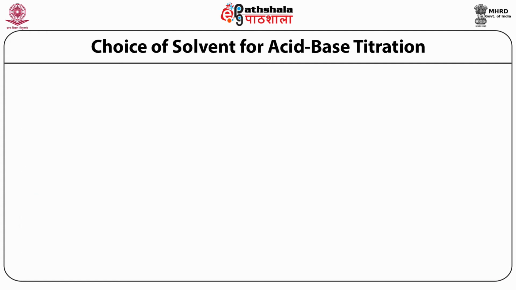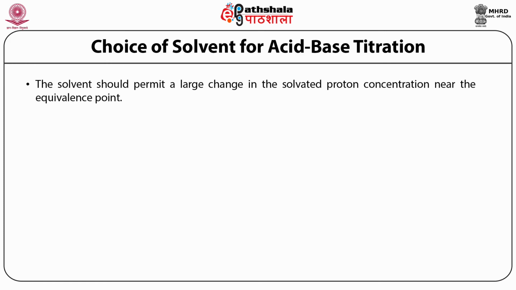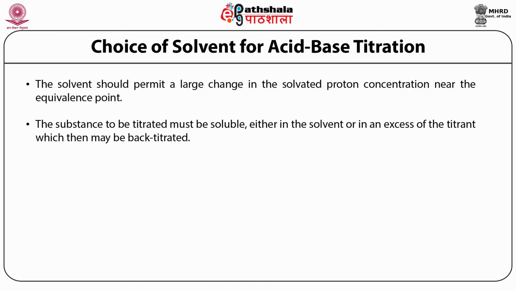Choice of solvent for acid-base titration. The following considerations are very important to the choice of a solvent for a specific non-aqueous acid-base titration. The solvent should permit a large change in the solvated proton concentration near the equivalence point. Other things being equal, the smaller the autoprotolysis constant, the better the endpoint. The substance to be titrated must be soluble either in the solvent or in an excess of the titrant, with which it may be back titrated.